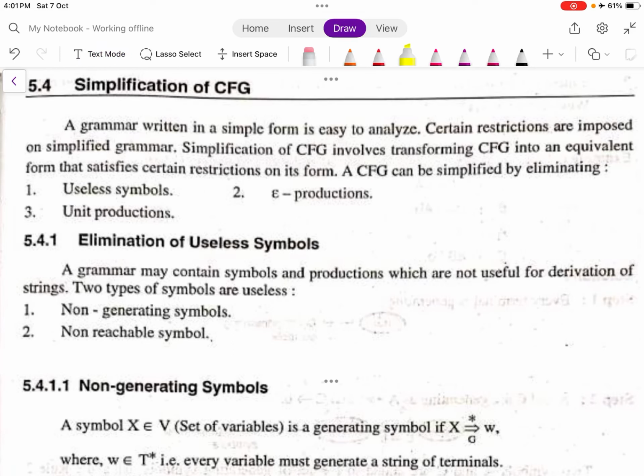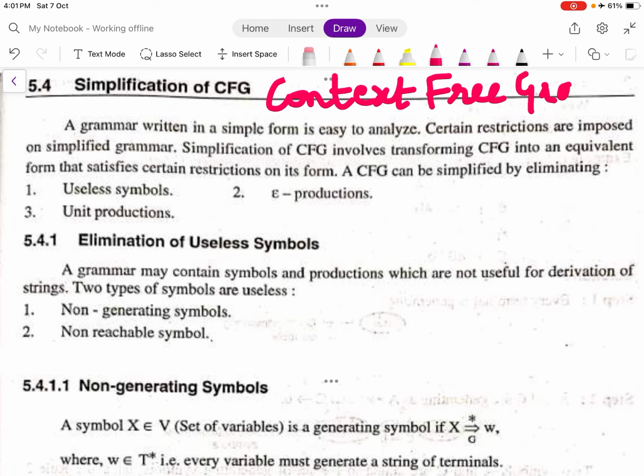Simplification of context-free grammar. A grammar written in a simple form is easy to analyze. Certain restrictions are imposed on a simplified grammar. Simplification of CFG involves transforming a CFG into an equivalent form that satisfies certain restrictions on its form.